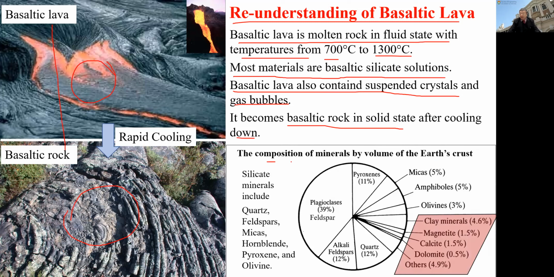So the composition of minerals by volume of the crust: more than 90% of the rock volume is silicate minerals, including quartz, feldspar, micas, hornblende, pyroxene, olivine, so seven. Okay, there are two types of feldspar, the plagioclase and orthoclase feldspar. Then pyroxene, then micas, and the olivine, okay? So that's very important. Olivine is only 3% in the crust, but in the mantle there is more.